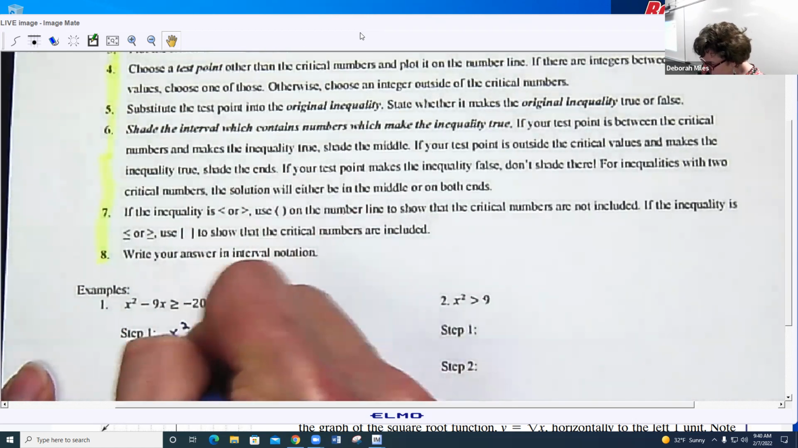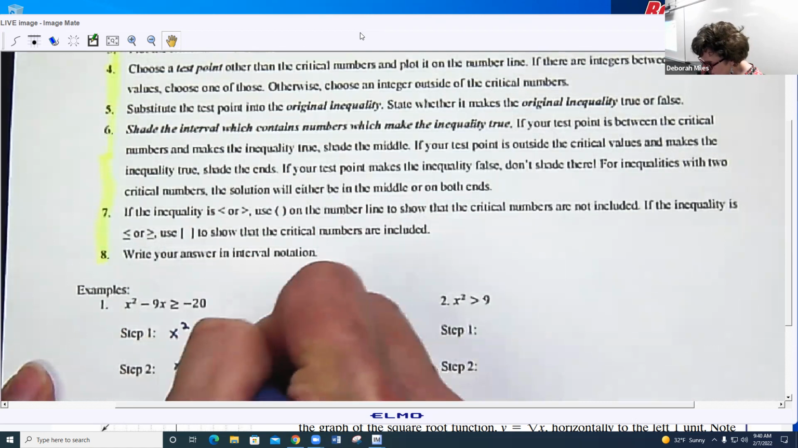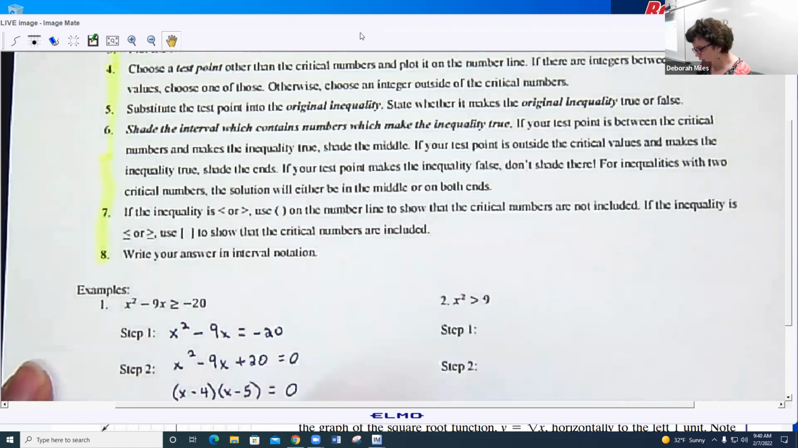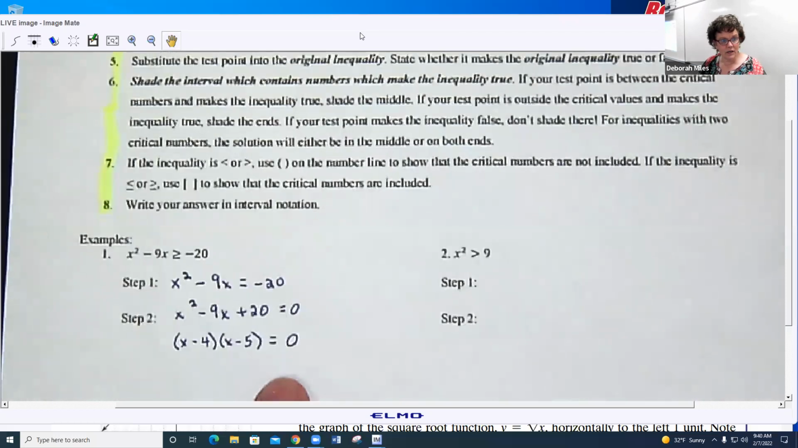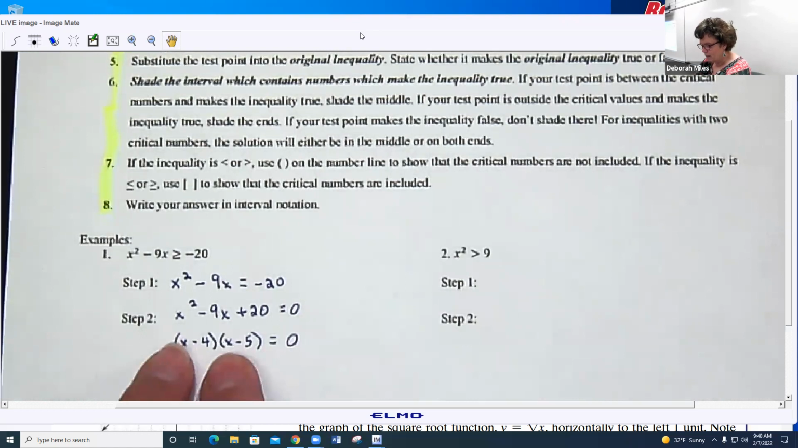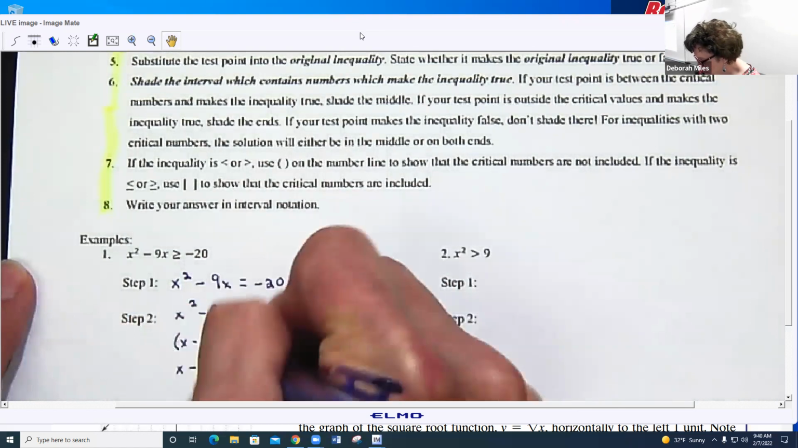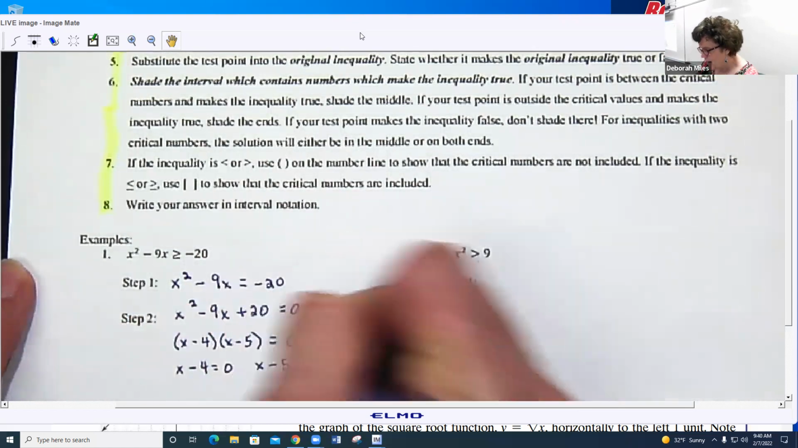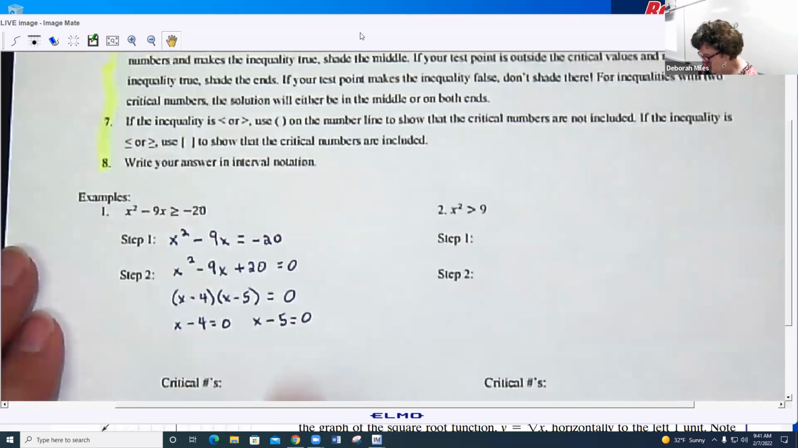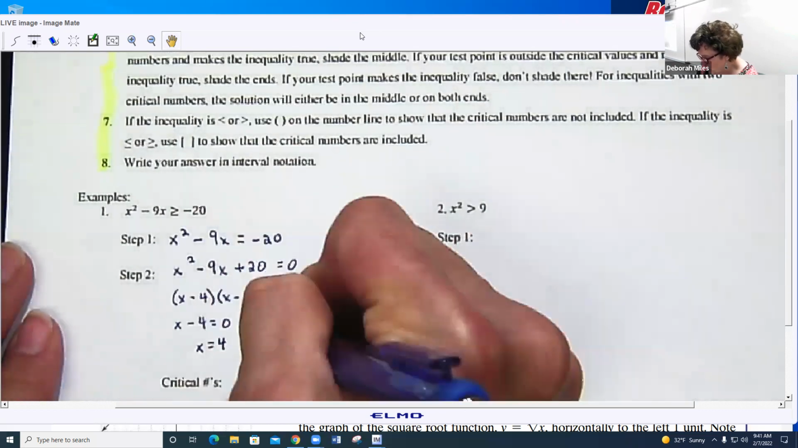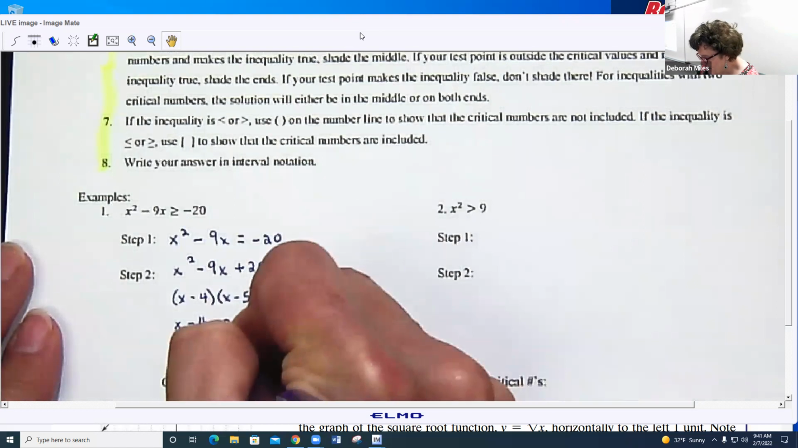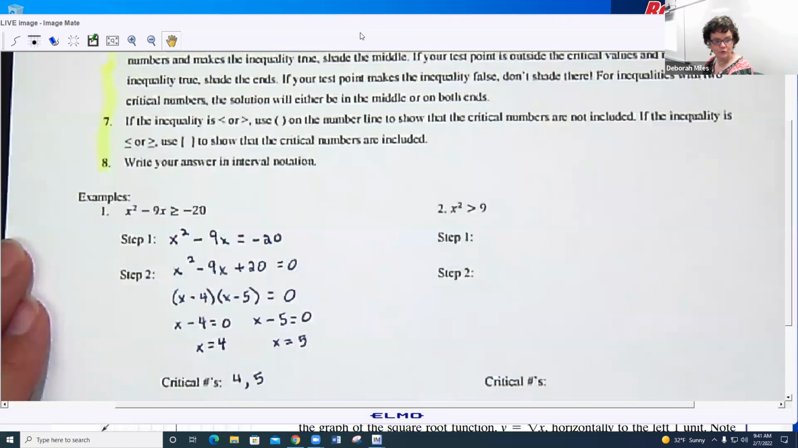It factors into x minus 4 times x minus 5. And the only way you're going to mess this up is if you don't check your factoring. Sure enough, that gives you x squared minus 5x minus 4x plus 20. My factoring's good. And then set each factor equal to 0, and that will give me my two critical numbers. x equals 4, x equals 5. Those are my two critical numbers.